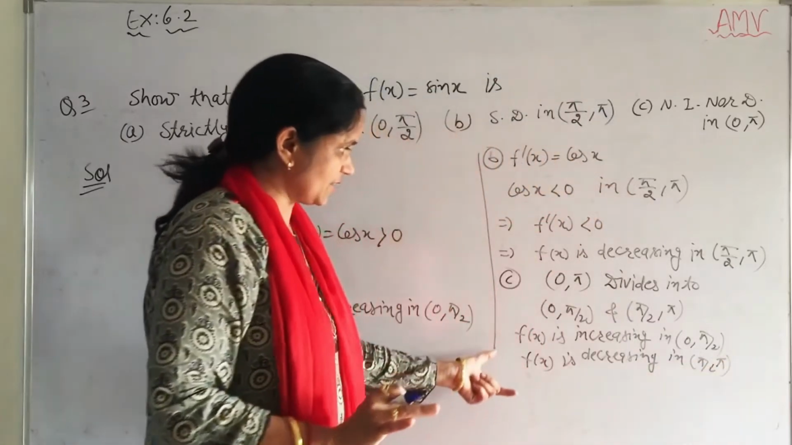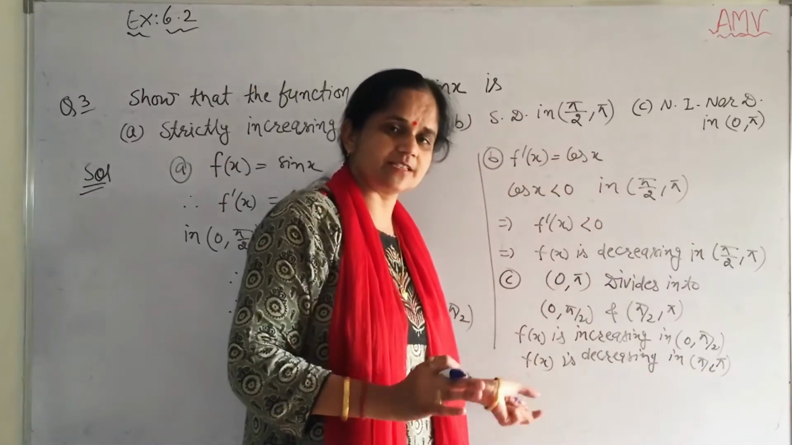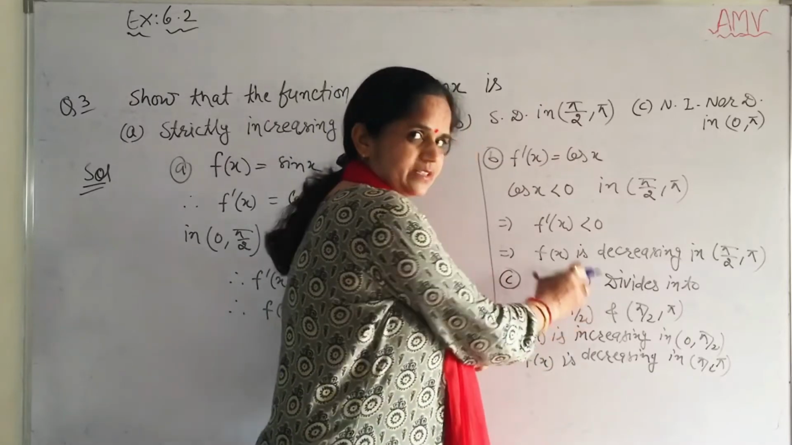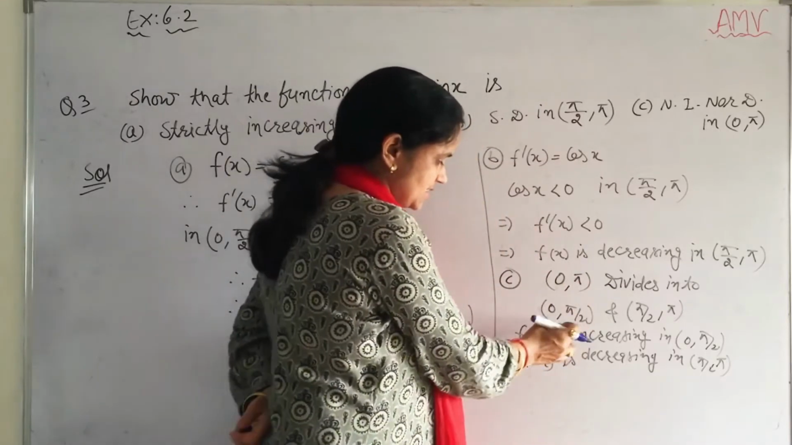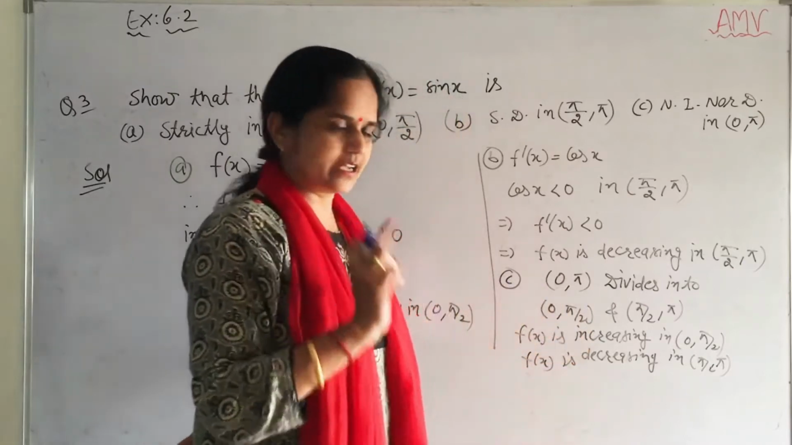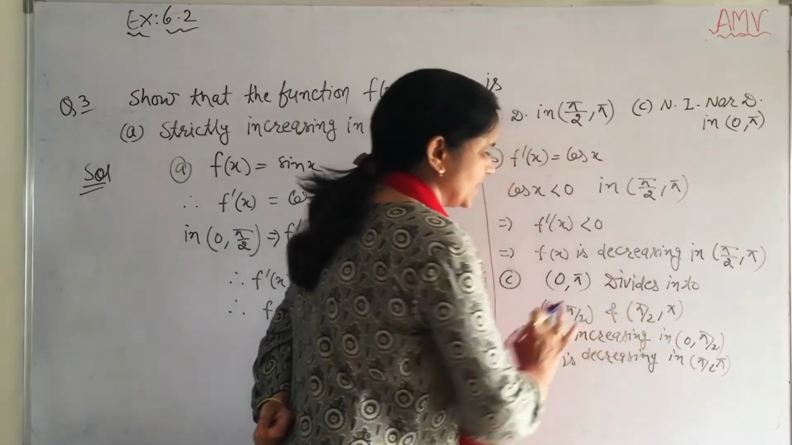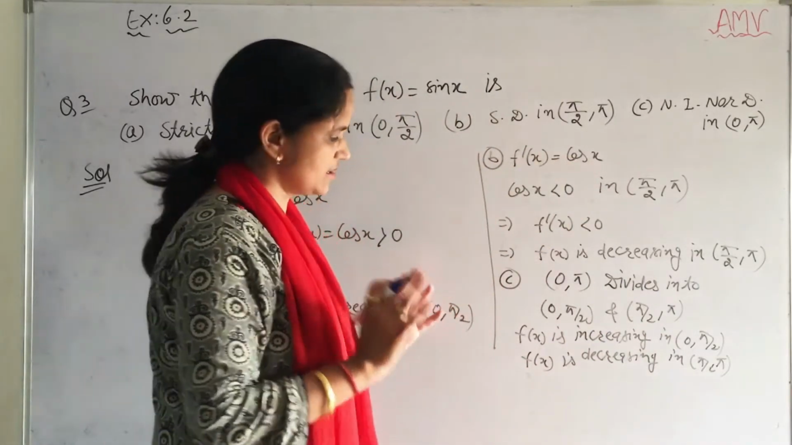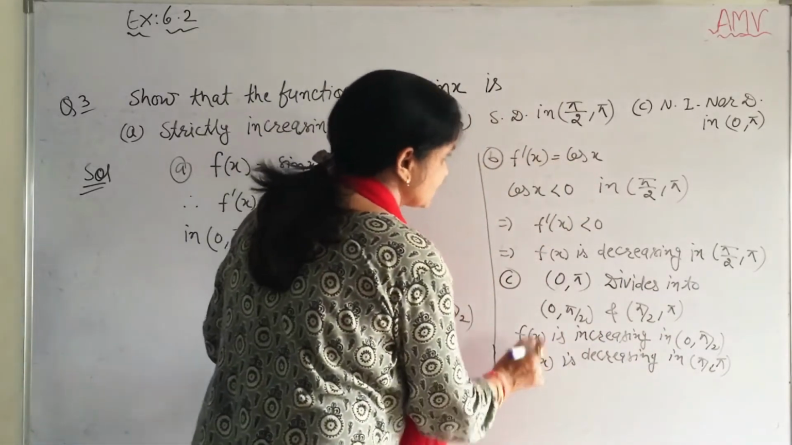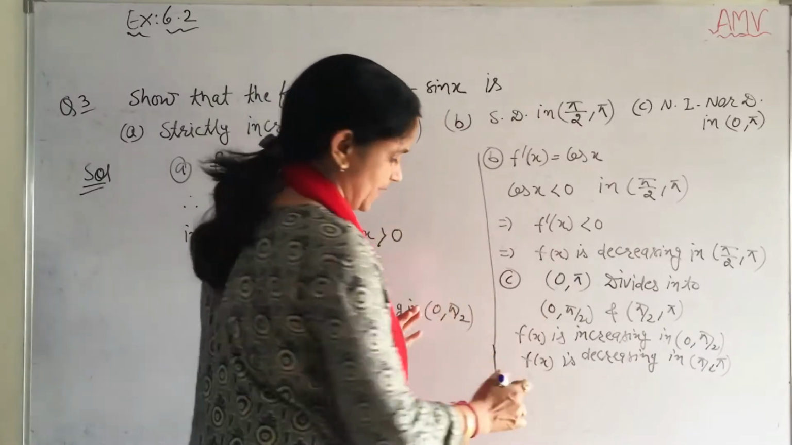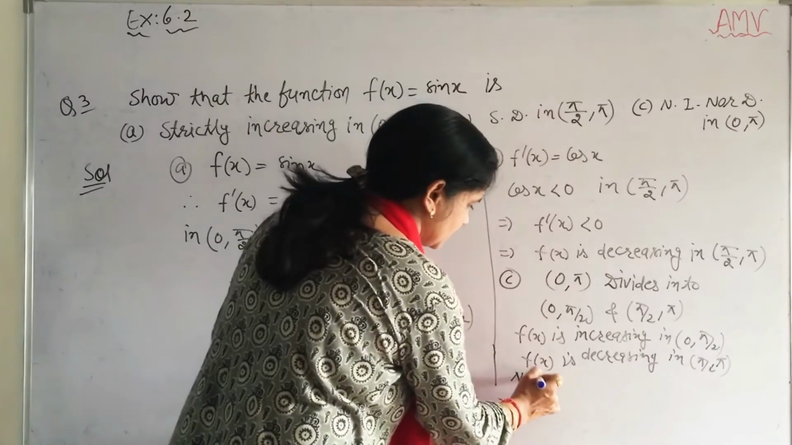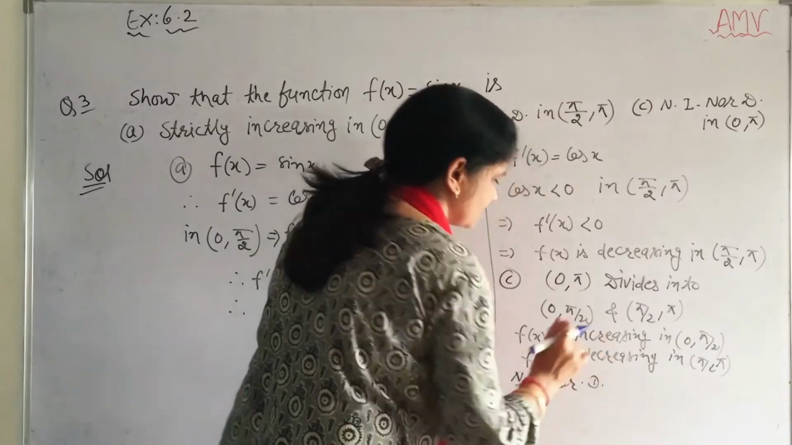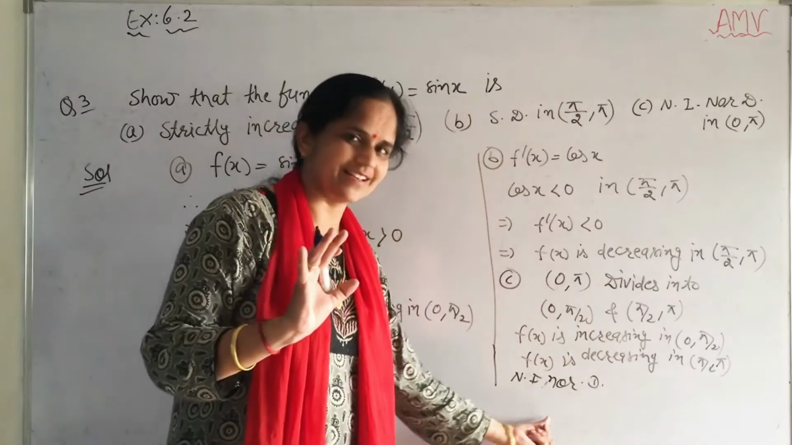So we cannot say that this function is increasing or decreasing in this whole interval, since it is increasing in 0 to pi by 2 and decreasing in pi by 2 to pi. That's why the function is neither increasing nor decreasing. At last, you have to write the statement: neither increasing nor decreasing. Write it in full form; I am writing in short here.